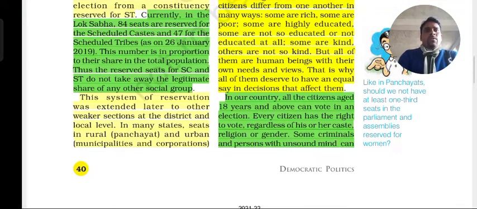This system of reservation was later extended to other weaker sections at the district and local level. First it was in the center, then slowly it was extended to the state, the district and the panchayat level also. In district level elections and panchayat level elections, this formula has to take place. In many states, the seats in the rural area, the panchayats, and in the urban area, the municipalities and corporations, are reserved.